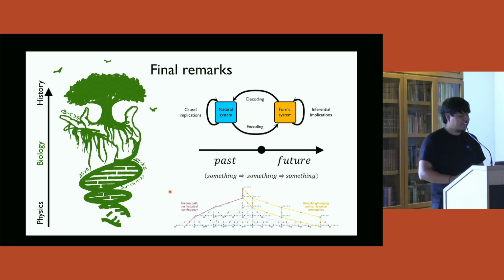As final remarks, just to remind you that biology sits between physics and history. Science is mostly an endeavor that deals with models, even if they're not mathematical, and biology has this asymmetry in time from the past to the future.